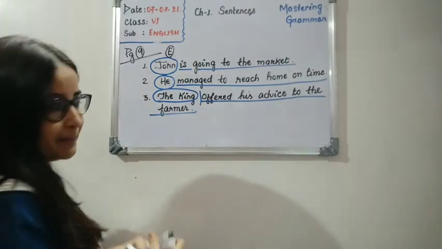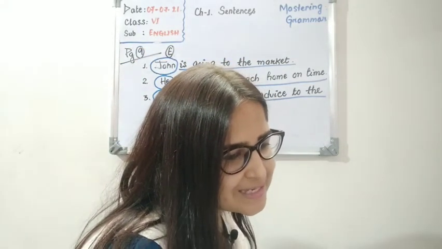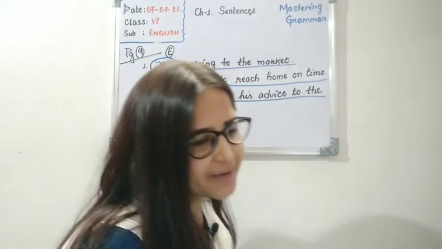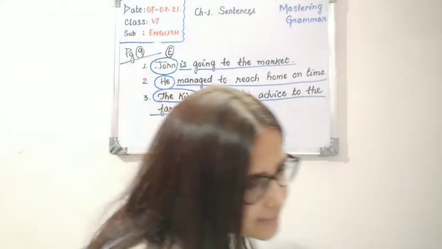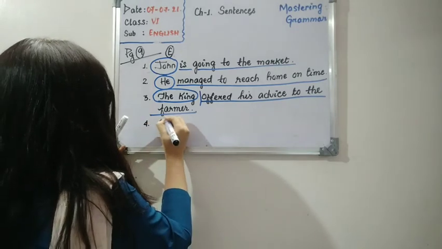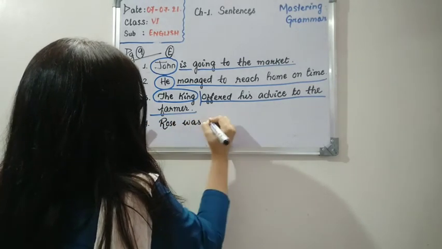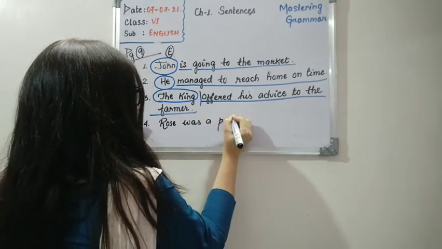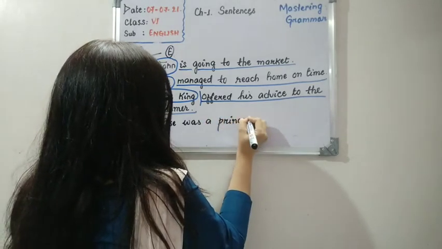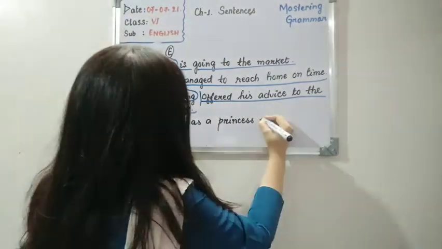Now, children, moving to number four. What is the fourth question? Rose was a princess who slept for 100 years. Okay? Yes. So, Rose was a princess who slept for 100 years.